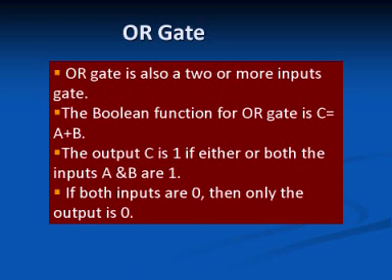Let us now discuss the last basic gate, that is the OR gate. The OR gate is also a 2 or more input gate. The Boolean function for the OR gate is C equals A plus B. The characteristic feature of the OR gate is that the output C is 1 when either A or B or both the inputs A and B are 1. If both the inputs are 0, then only the output is 0.